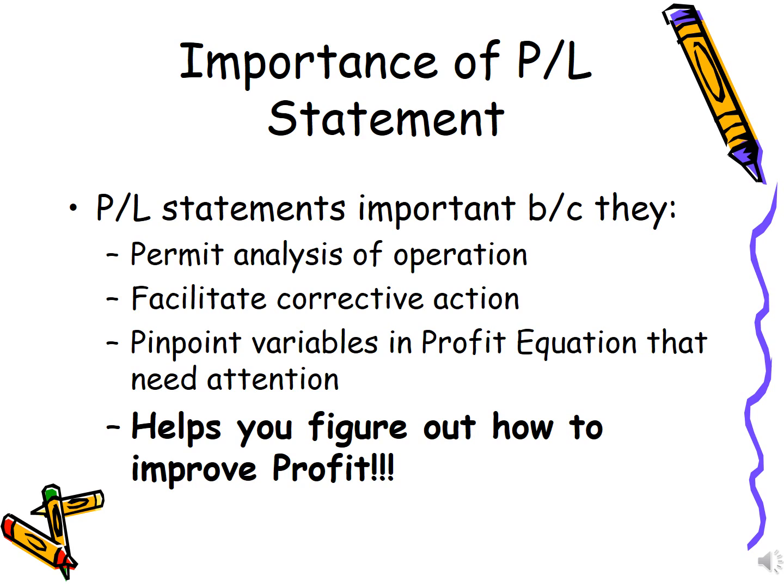That means when we see the areas of operation that are not going well, we can try to take some corrective actions as quickly as possible. It basically allows us to pinpoint the variables or elements in the profit equation that really need more attention to be able to improve our profit. Keeping track of the P&L statement is just a way for us to be on the right path to improve our profit.